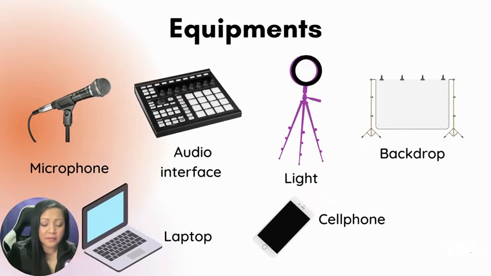Let's talk about equipment. It would be nice to have all of these, but I know not everybody has all of these. But the most important one is a cell phone. It would be better if you have all of these gadgets like microphone, audio interface, light, backdrop, because it will make your stream more pleasant, easy and pleasing to look at. But that's entirely up to you. But it is a prerequisite to have a cell phone. It's very important because that's how you stream.